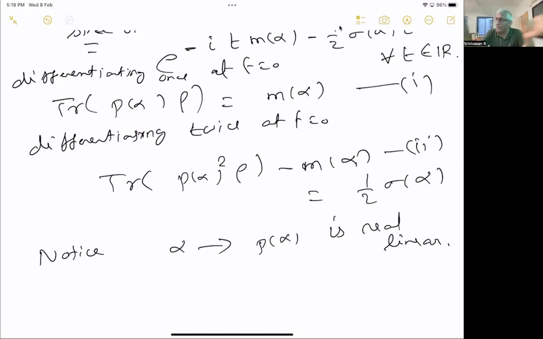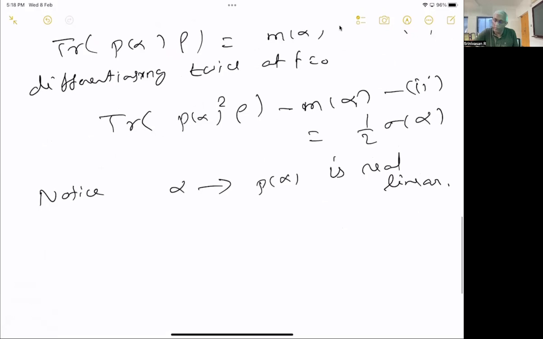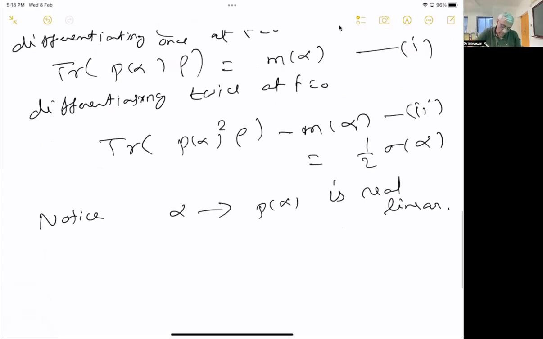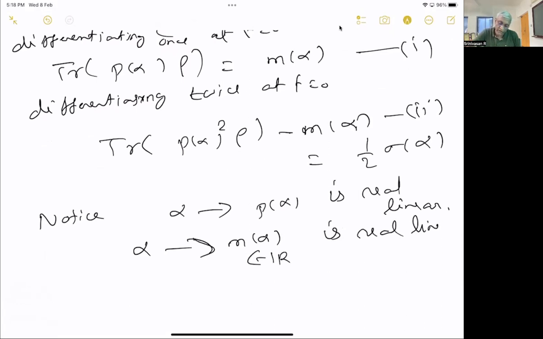So this P(alpha) is a combination of those two things. It cannot be complex linear. It is only real linear, but that is enough. We only want that. So this P(alpha) is real linear. In particular, this says that alpha going to m(alpha), which is a real number, is real linear. So this implies m(alpha) is equal to some number.